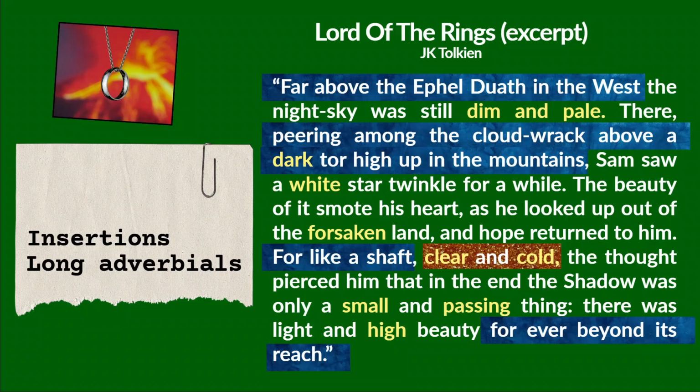That simply gives us more background to what we're talking about in the story at the time. The next part of the sentence is kind of peculiar too. The thought pierced him that in the end the shadow was only a small and passing thing. Now, when we see the thought, we'd normally expect it to refer backwards to something we've already said. But when we have a that clause, the information that comes before can refer forwards.